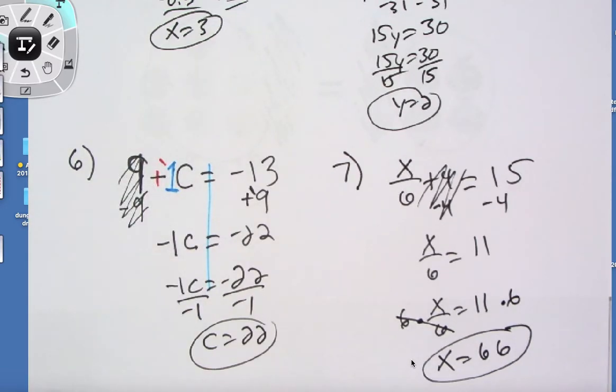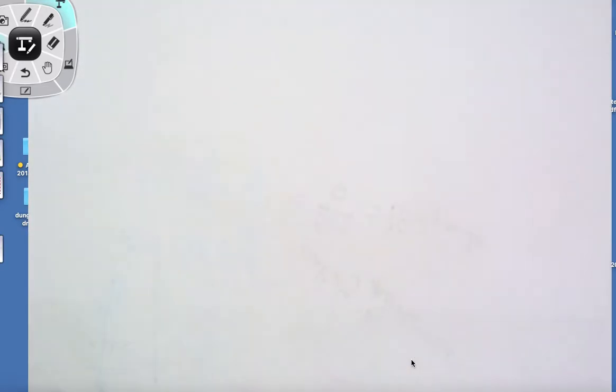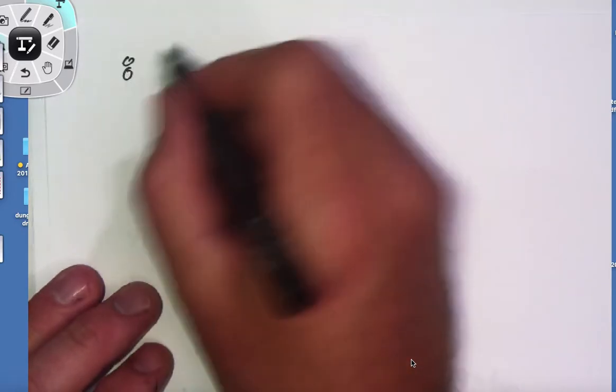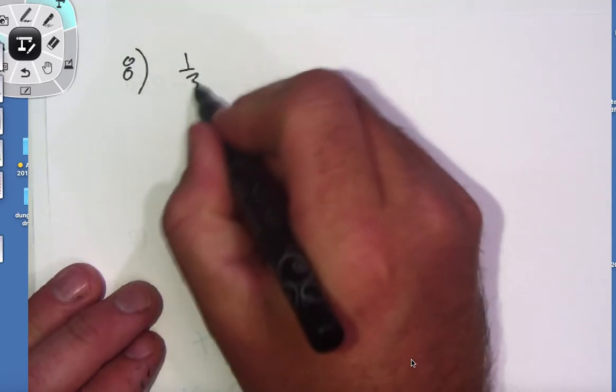I forgot you had 18 because you were finishing it for classwork. No big deal. We'll keep going on this one. I love solving equations. All right, 8. My chair is broken, so it's annoying me.